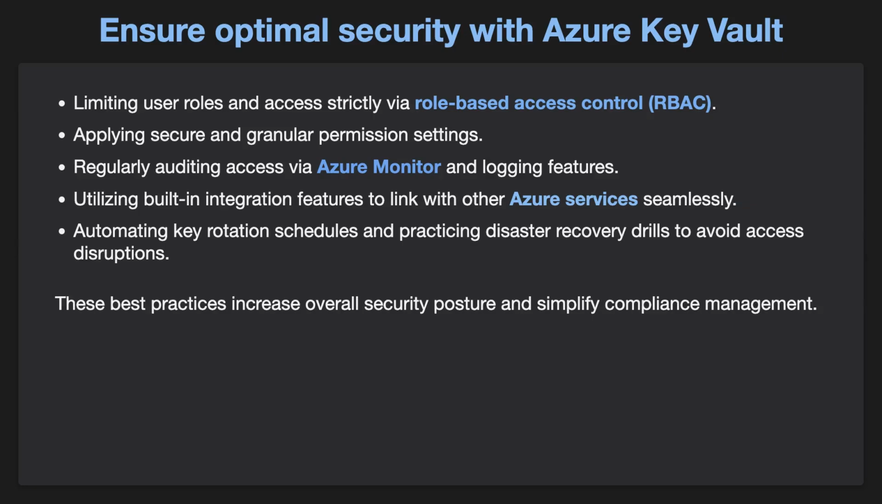Ensure optimal security with Azure Key Vault by limiting user roles and access strictly via role-based access control, RBAC. Applying secure and granular permission settings. Regularly auditing access via Azure Monitor and logging features. Utilizing built-in integration features to link with other Azure services seamlessly. Automating key rotation schedules, and practicing disaster recovery drills to avoid access disruptions. These best practices increase overall security posture and simplify compliance management.